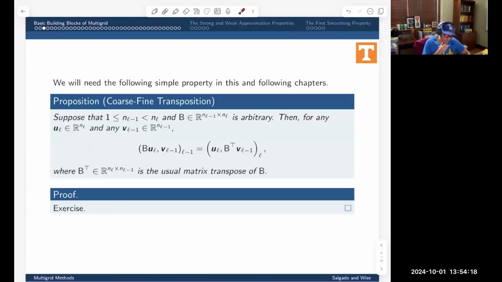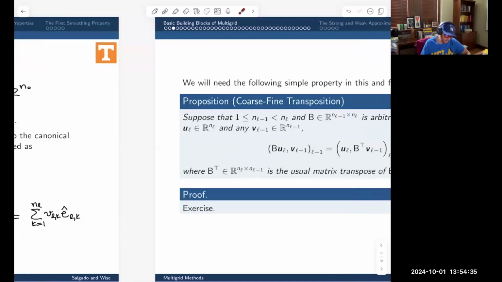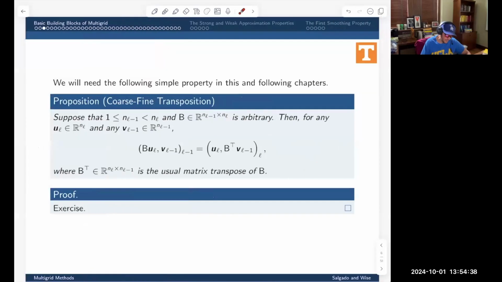Now I need the following little property, a cute little property that I could have stated earlier, but didn't, but it holds true. Suppose that NL and NL minus 1 are not the same numbers. Of course, they're not allowed to be. NL is bigger than NL minus 1, as it should be according to this hierarchy. And suppose that B is a matrix that is not square. It has NL minus 1 rows and NL columns, so a few fewer rows than columns. Now, you might think that it has one fewer row than it has columns. That's not necessarily true. It depends on the size of these two numbers.